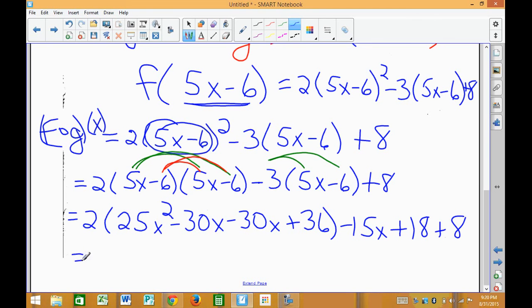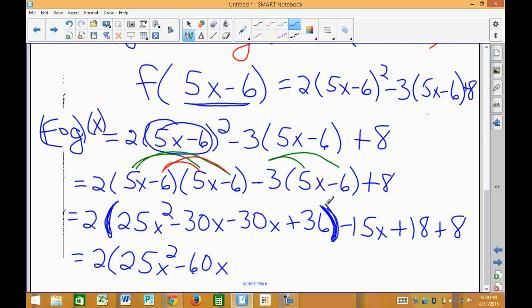Alright, let's clean this up before we distribute. So we're going to combine like terms: 25x squared minus 60x. When you're adding or subtracting like terms, you add the same variable with the same exponent. So I'm looking for any x squareds. I only have one inside of this parenthesis. That's all we're looking at right now, just what's inside this parenthesis.